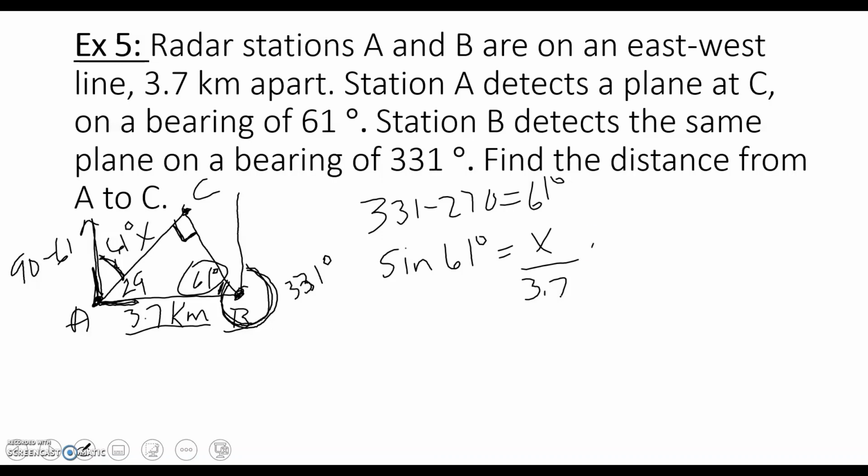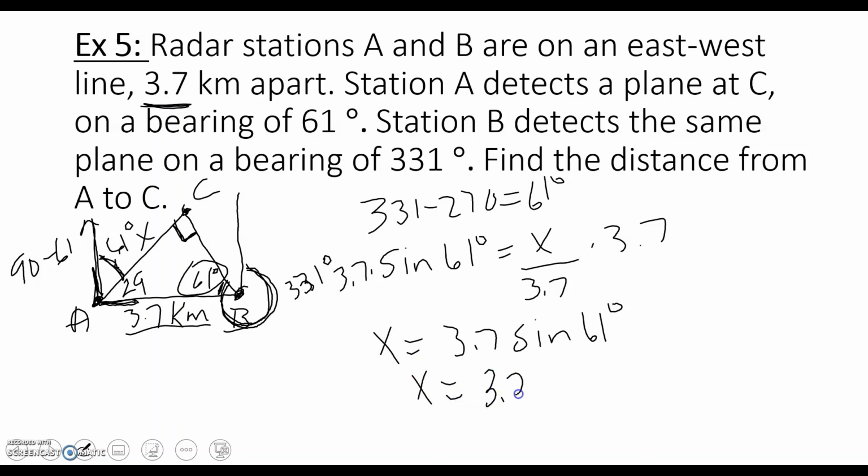And so if I want to solve for x, I'll multiply both sides by 3.7. And so x is equal to 3.7 times the sine of 61 degrees. You plug that in your calculator. Because your distance is two significant digits, you want to round it to two significant digits. So x would be equal to 3.2 kilometers. So the distance from A to C would be 3.2 kilometers. So that's how you would solve that one.